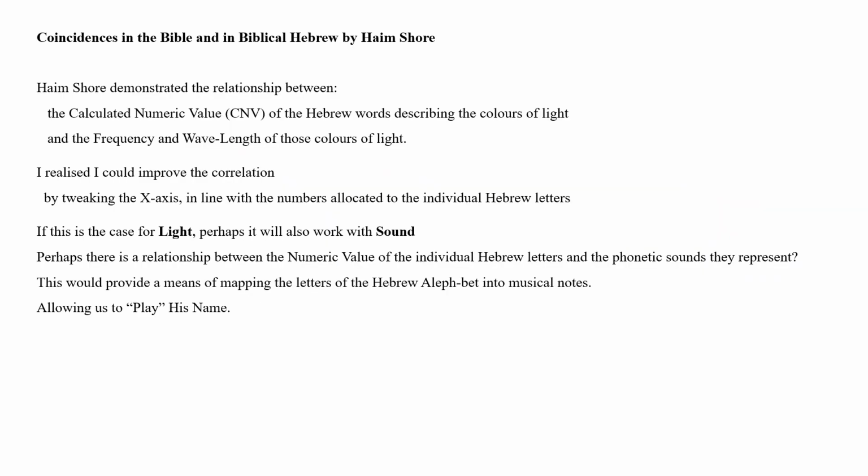Haim Shaw demonstrated the relationship between the calculated numerical value of the Hebrew words describing the colors of light and the frequency and wavelength of those colors of light. I realized I could improve the correlation by tweaking the x-axis in line with the numbers allocated to the individual Hebrew letters.